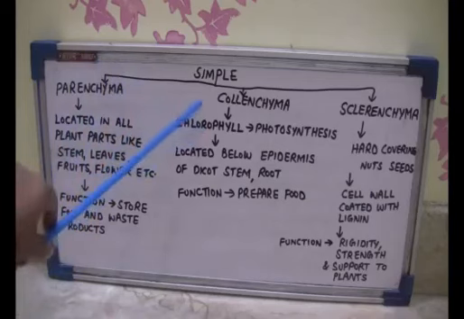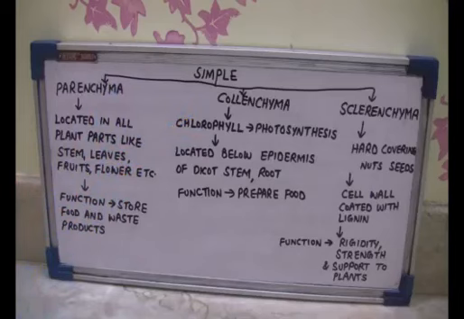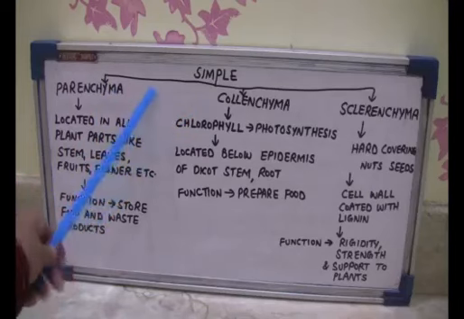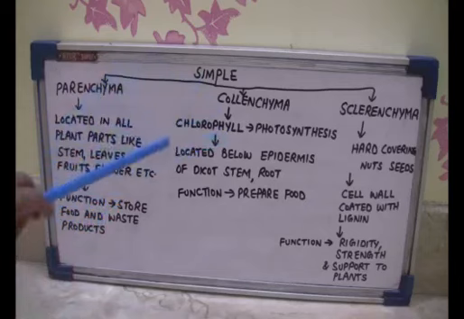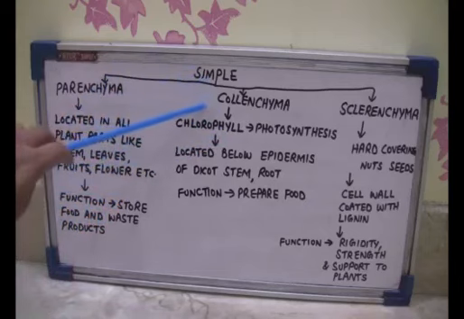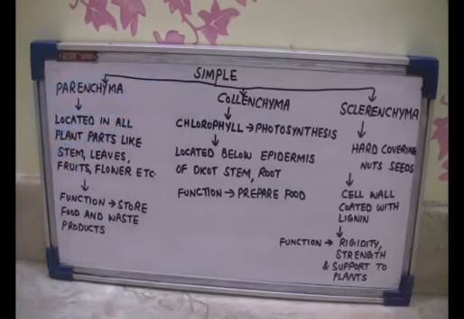Now next one is collenchyma. In some situations the parenchyma contains chlorophyll, and in that situation where the parenchyma contains chlorophyll, they are called chlorenchyma. And as you know that when a plant contains chlorophyll, then it can easily perform the process of photosynthesis, trapping the solar energy. And chlorenchyma is located below the epidermis of dicot stem and roots, and as it can easily perform photosynthesis, their main function is to prepare food for all the plant parts.